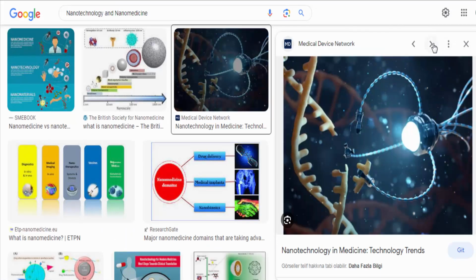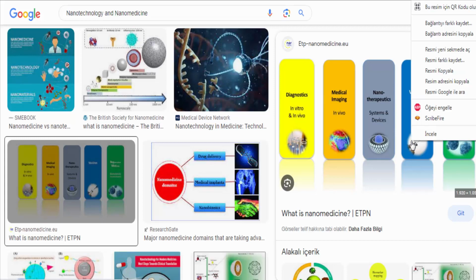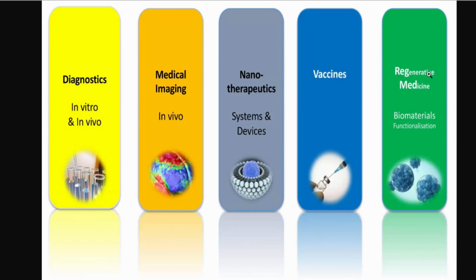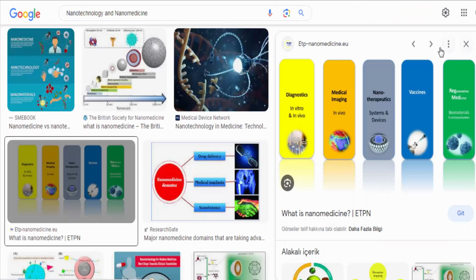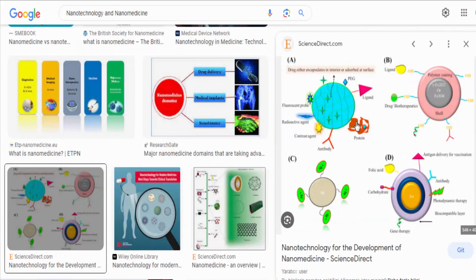Nanotechnology encompasses various disciplines, including physics, chemistry, materials science, biology, and engineering, to understand, manipulate, and control matter at the nanoscale. Nanomedicine, on the other hand, focuses specifically on the use of nanotechnology in the field of medicine and healthcare. It involves the design and development of nanoscale materials, devices, and systems for various medical applications, including diagnostics, imaging, drug delivery, tissue engineering, and therapeutics.